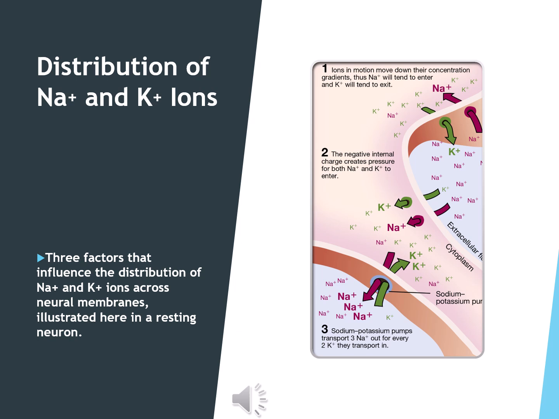The extracellular fluid contains many sodium ions and a few potassium ions as well. The cytoplasm contains more potassium than sodium ions, and we see three scenarios of ion movement illustrated with the arrows across the cell membrane. First, ions move down their concentration gradients. Sodium ions will tend to enter, and potassium ions will tend to exit. The negative internal charge creates pressure for both sodium and potassium ions to enter. Then the sodium-potassium pumps, indicated as the blue circles on the cell membrane, transport 3 sodium ions out for every 2 potassium ions they transport in.